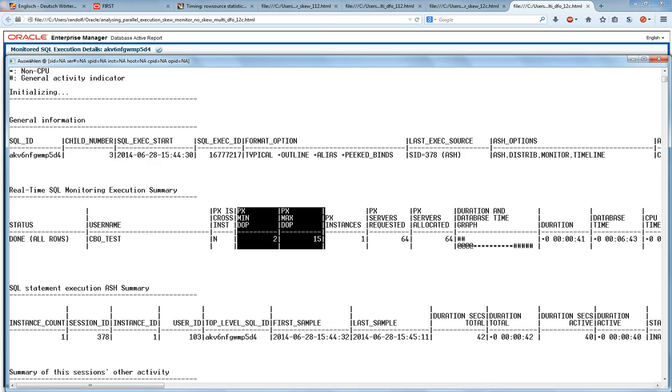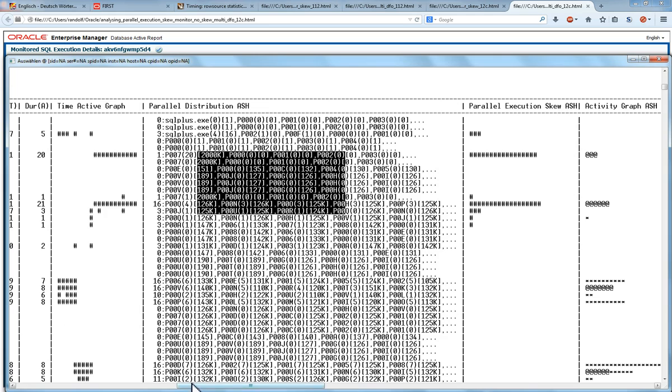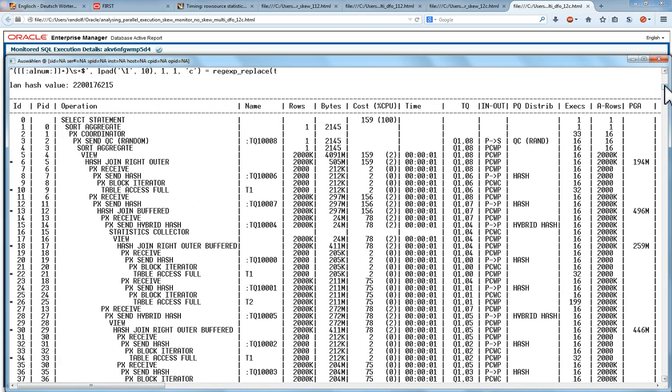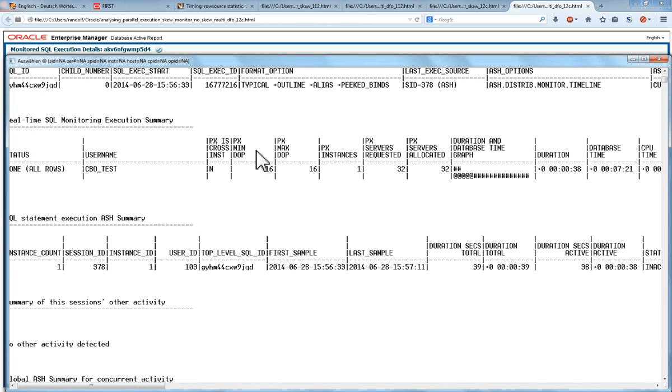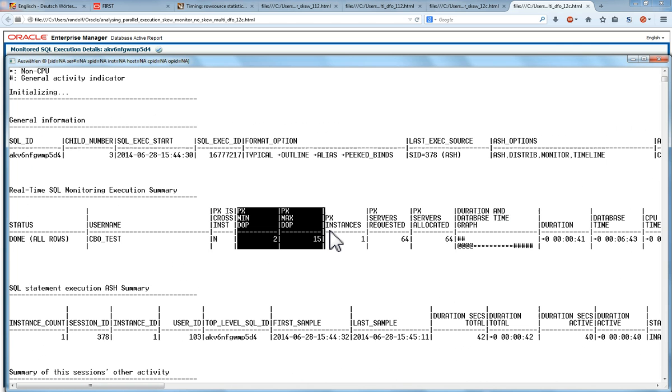So if we look at the output for the other execution that only had a single DFO tree, then you see here that the minimum and maximum DOP was the same. So this is the first indicator, which is right on the top of the output, where you can understand whether you have to be a bit careful with how you interpret the output, because you deal with this multiple DFO tree thing.